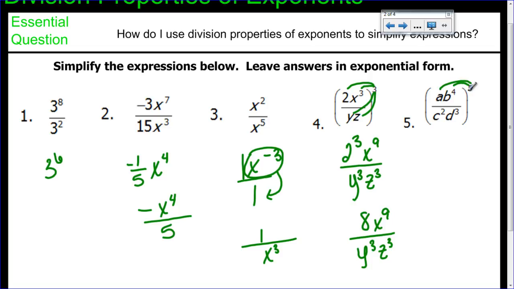So you distribute your exponent of 5 to everything, so you end up with a to the 5th, b to the 20th, because 4 times 5 is 20, over c to the 10th, and d to the 15th. So there's your simplified. You can't go any further than that because none of these are like bases. Nothing looks the same.